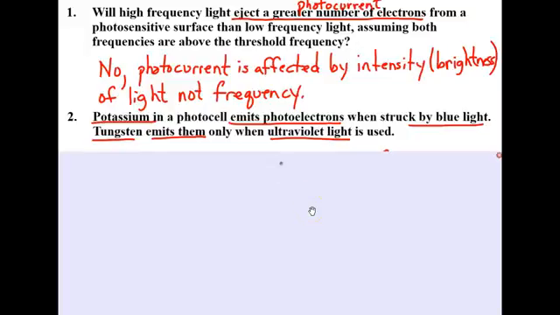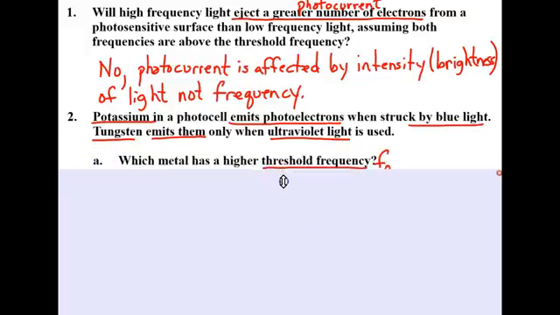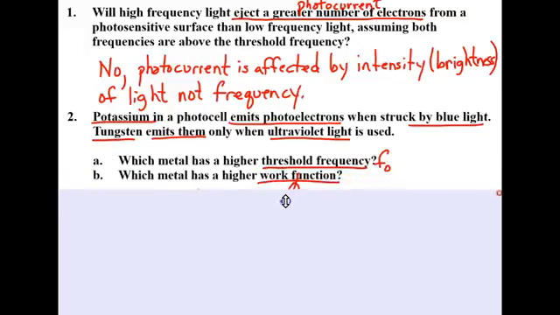Potassium in a photocell emits photoelectrons when struck by blue light. Tungsten emits them only when struck by ultraviolet light. Which metal has a higher threshold frequency? In other words, which one has a higher f0 value? And which metal has a higher work function?